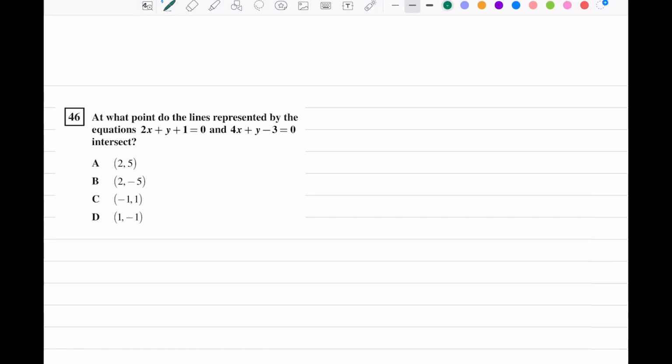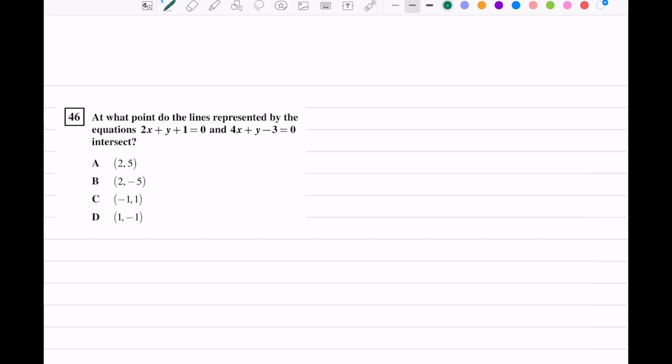At what point do the lines represented by the equations 2x plus y plus 1 equals 0 and 4x plus y minus 3 equals 0 intersect? Okay, so we have two lines. The equations look weird because they put everything on the left side, but they just want us to find where these two lines intersect. In other words, we need to find the solution to this system of equations.